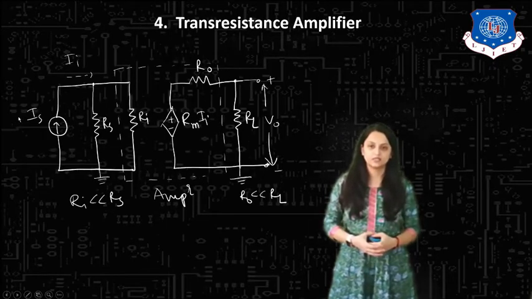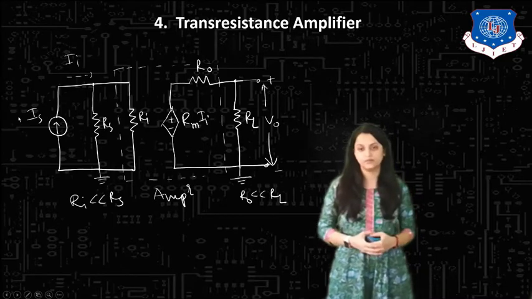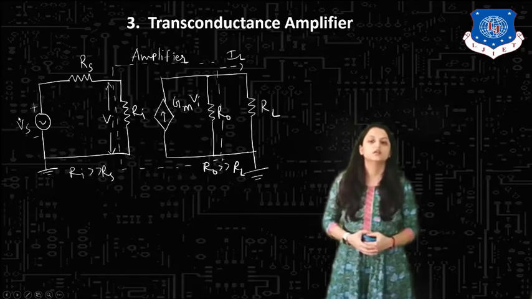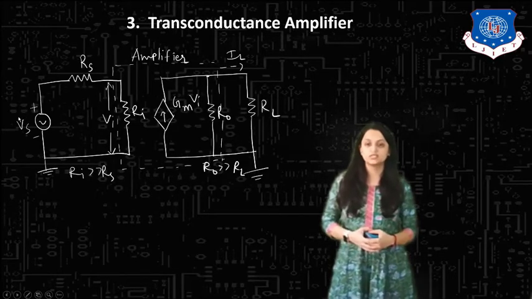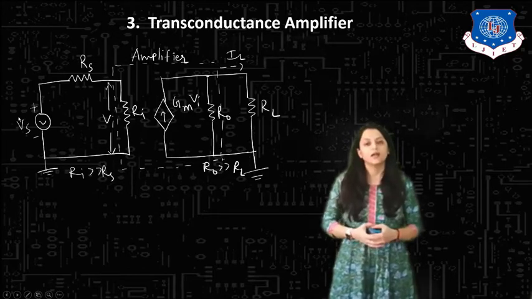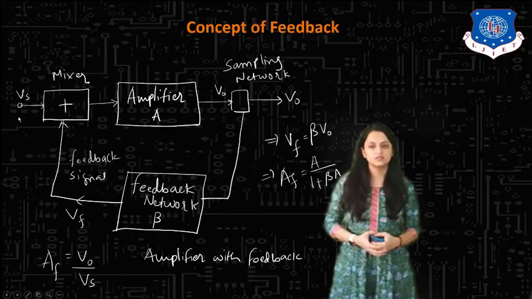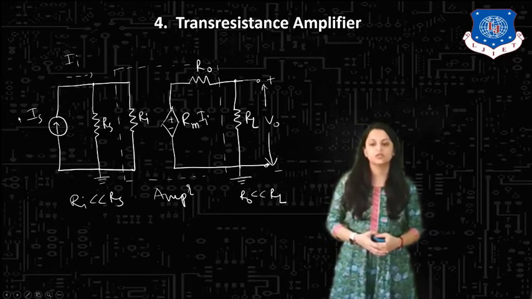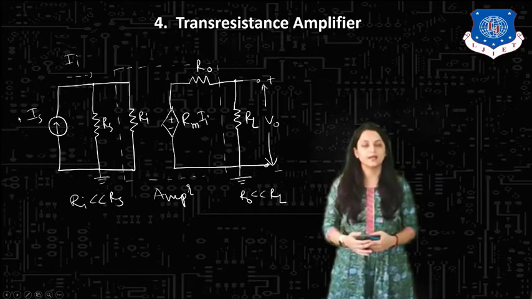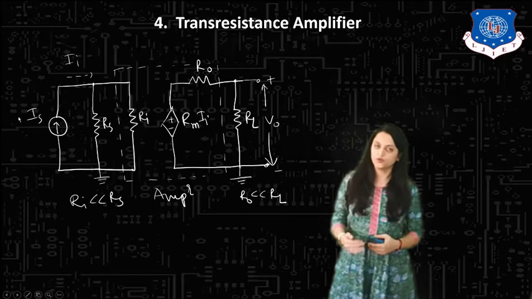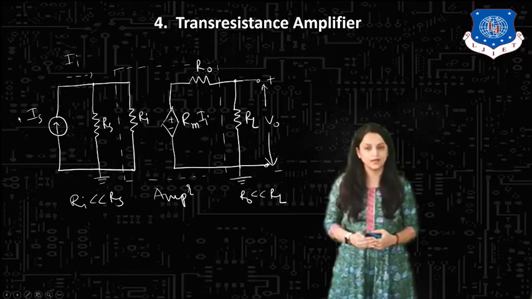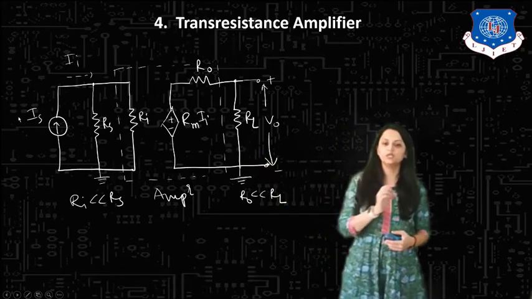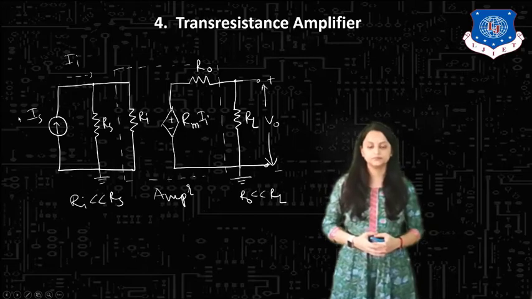Now let us see the next one, that is transresistance amplifier. So here if you observe this transconductance and transresistance, in transconductance, the first one was voltage source and the second one is current dependent source. Exactly opposite to that will be transresistance, where the first is current source and the second is voltage dependent source. So here the current source is Is, source resistance Rs, input resistance Ri, and here this is Rm into Ii, which is connected to the load resistance. Okay.